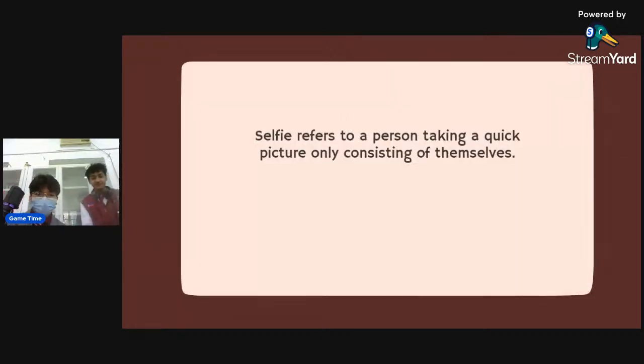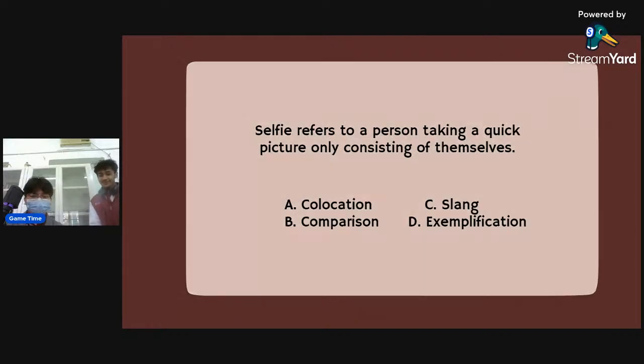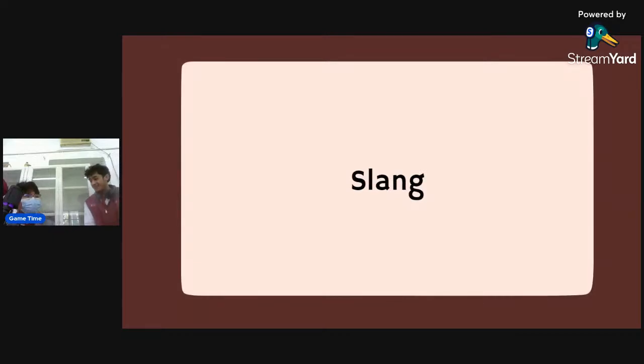Okay, next. Selfie refers to a person taking a quick picture only consisting of themselves. A. Collocation. B. Comparison. C. Slang. D. Exemplification. Does that sound like slang? We don't know if you're referring to the word itself. Yeah, it's slang. Why do you reveal the answer before you?